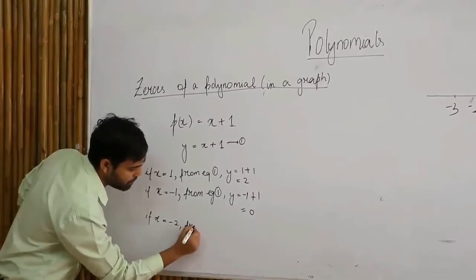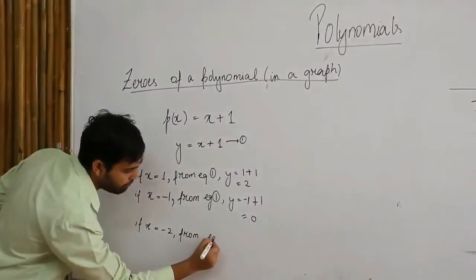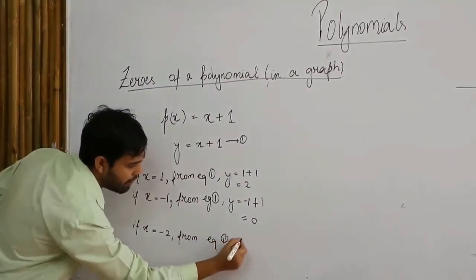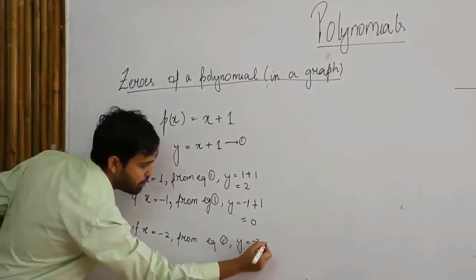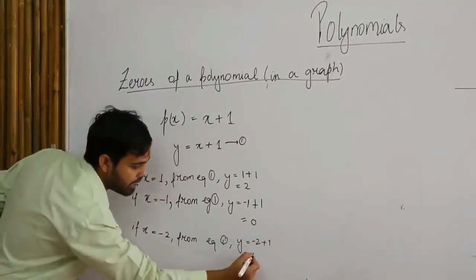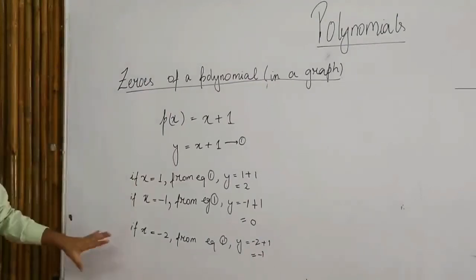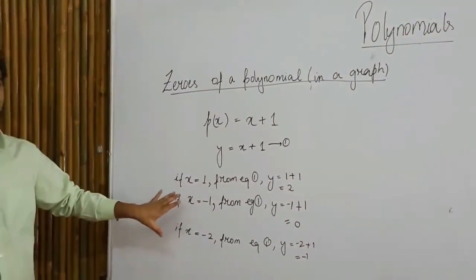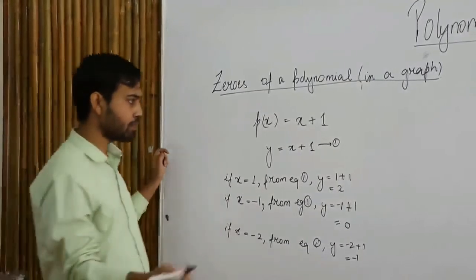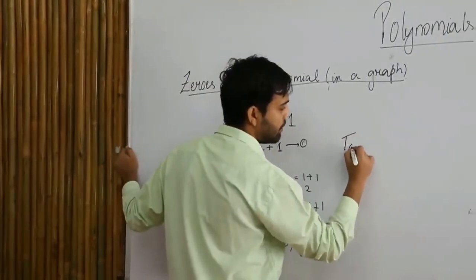So from equation 1, I have my y is equal to minus 2 plus 1. When I solve this, what do I get? I get minus 1. Okay, now these values I need to represent in a tabular form. So how to do so? My tabulation will look like this.